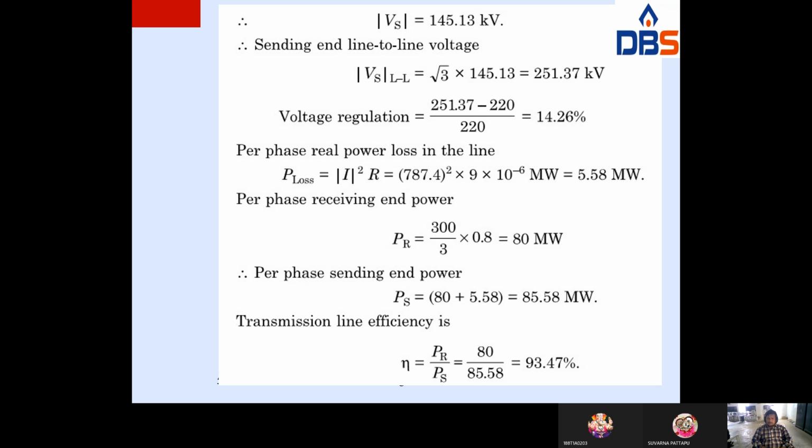So now receiving power is equal to 300/3 into 0.80 megawatt. Per phase sending end power is 80 plus losses, power plus losses. Therefore efficiency is equal to receiving end power by sending end power. Receiving end power is 80, sending end power 80 plus 5.58, that is 85.58 megawatt, so efficiency is 93.47%. So this is the second one.